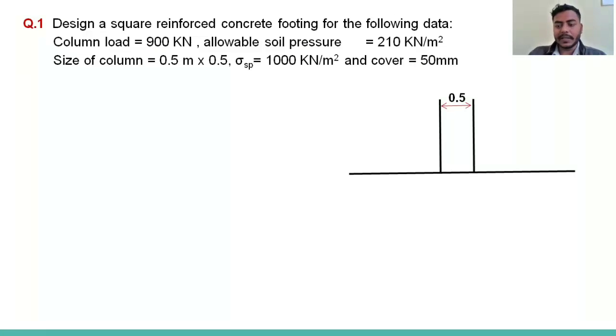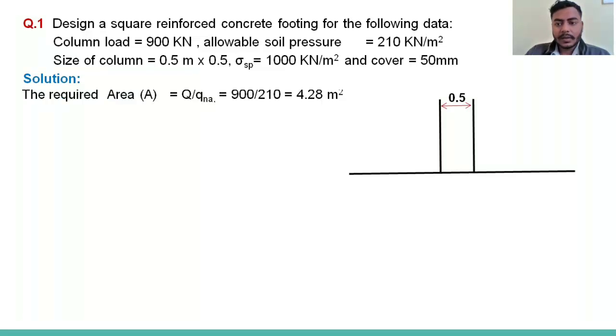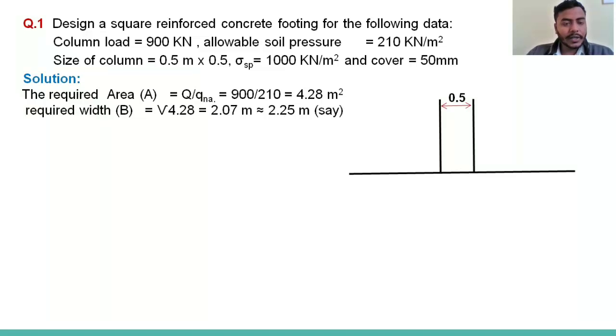So see in the figure, width of column is mentioned, 0.5, that is small b, and there is a. So first, what is the procedure? First, we have to calculate the required area by dividing Q by QNA. So 900 divided by 210, 4.25 meters square, right? Okay, so required width we can calculate because this is the square footing. So we can calculate width by taking the square root of 4.28. So we get 2.07. So see here, we have provided greater width compared to required width, right?